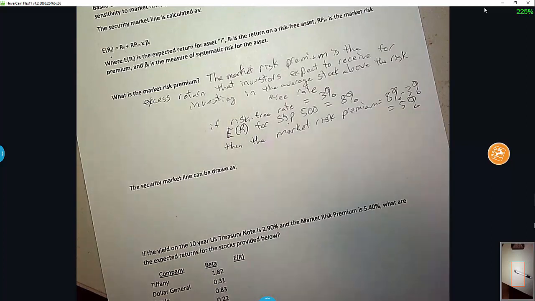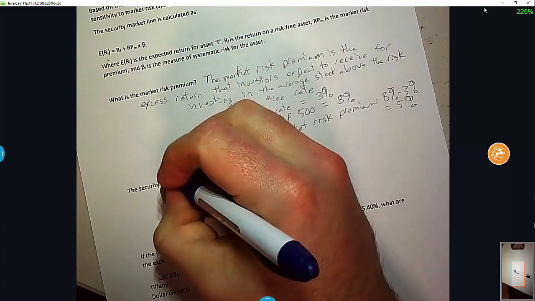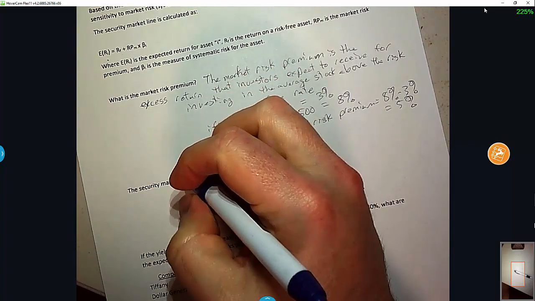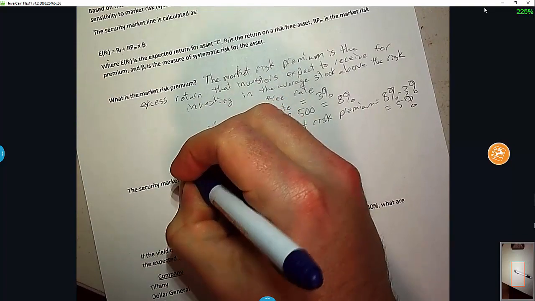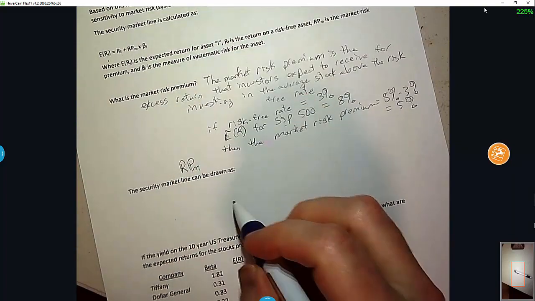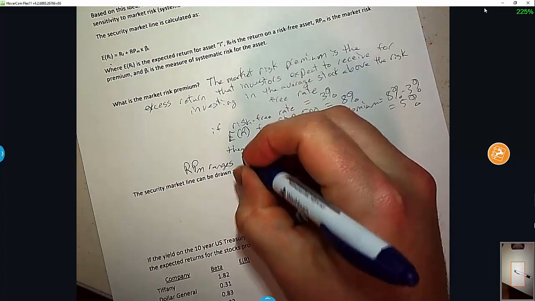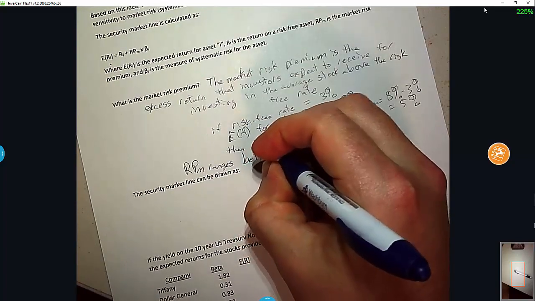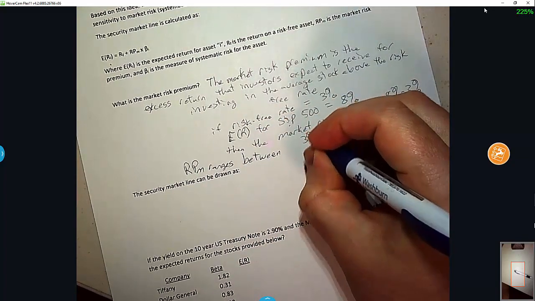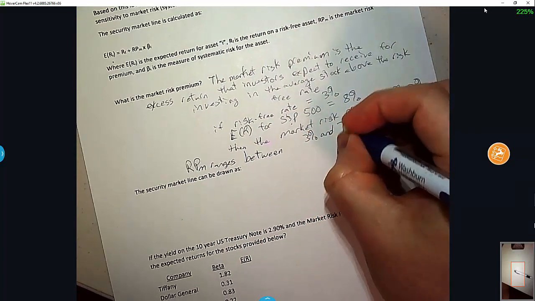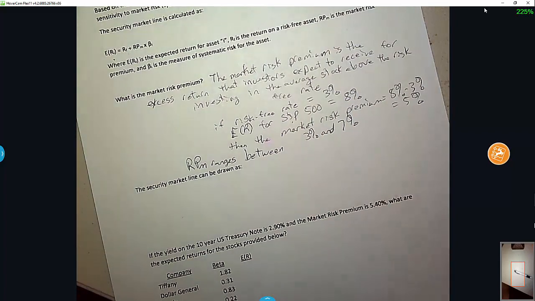The market risk premium generally ranges between 3% and 7%. It can go outside of that range, but it's kind of rare. So RP sub M, the market risk premium, ranges between 3% and 7%.